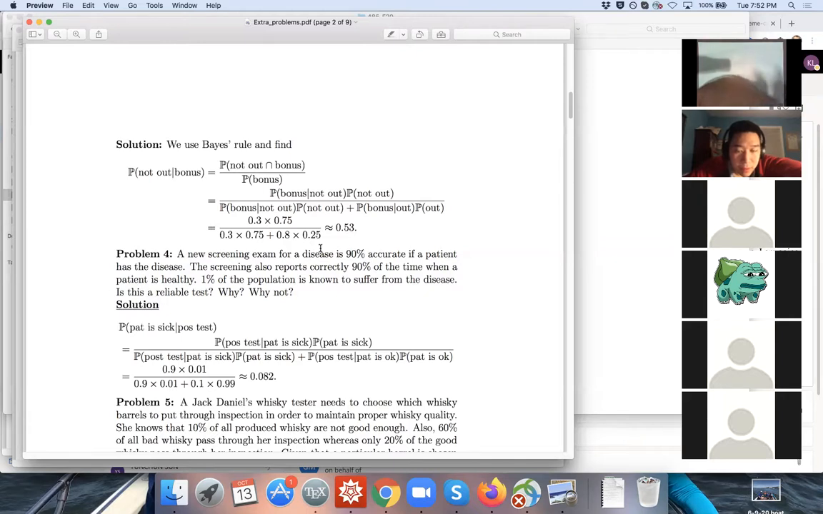Because the answer is not, even though the test is 90% accurate, the probability of you being sick, even though your test is positive, is not 90%. It is a far cry from 90%. In this particular example we're looking at here, it's 8%. So if you're not used to playing with Bayes' rule in this dimension, I want to spend some time talking about that next time.